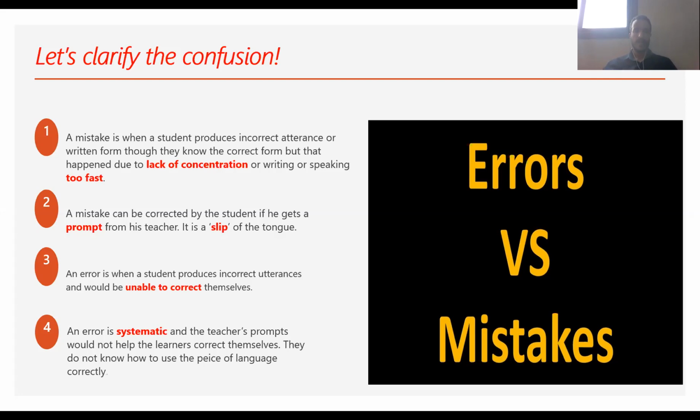Okay. So as you see here, the difference between a mistake and an error: a mistake, a student can correct himself or herself if the teacher helps him or her. An error, the student cannot correct him or herself, even though the teacher prompts or helps, because it's systematic. There is a gap of knowledge or lack of knowledge. Okay, is it clear so far?